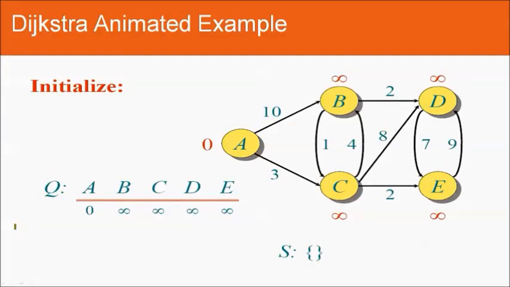So let's have another example here for Dijkstra. We have a graph with vertex A, vertex B, vertex C, vertex D, and vertex E. As of now, we don't have any input for vertex A. That's why this one is 0. We don't have any loop. Okay, so next.